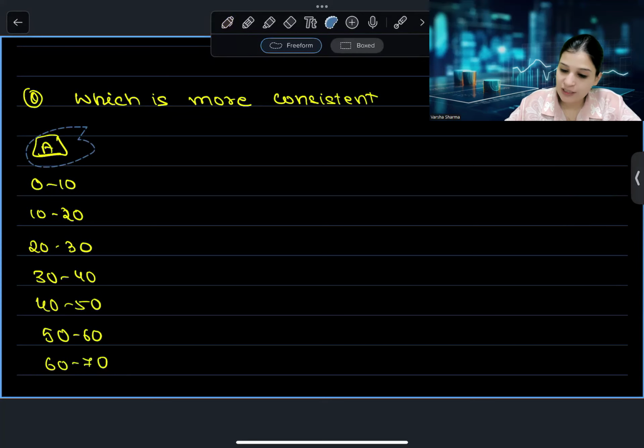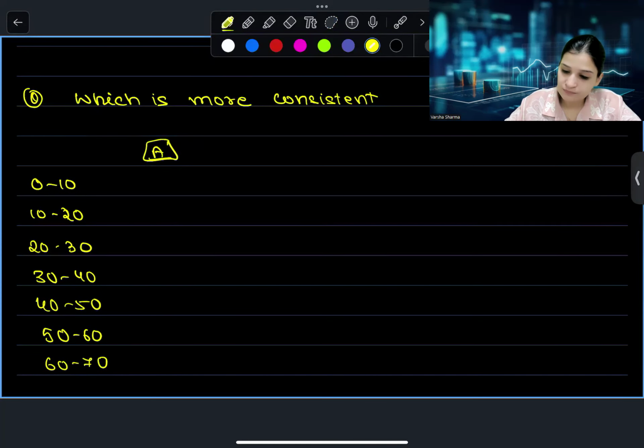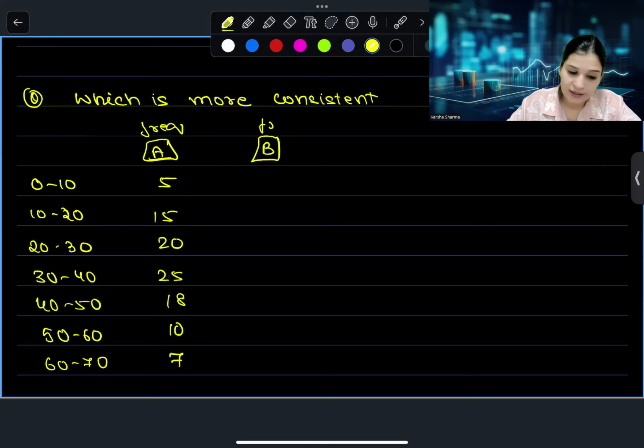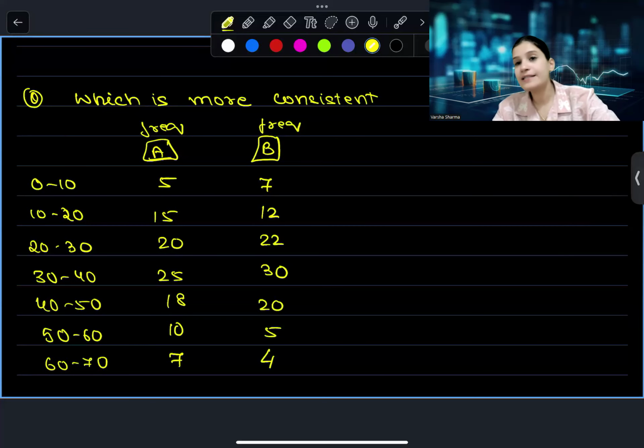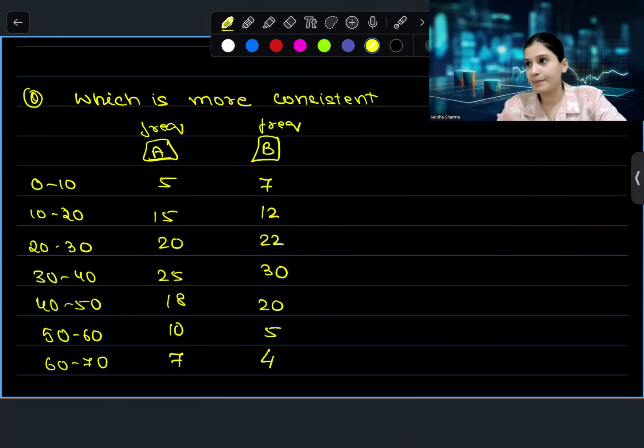Now, frequency for data A: 5, 15, 20, 25, 18, 10, 7. Same table, frequency for data B: 7, 12, 22, 30, 25, and 4. You find the CV for A separately. You find the CV for B separately. Whichever is smaller is more consistent.